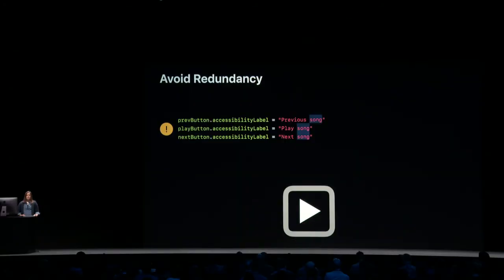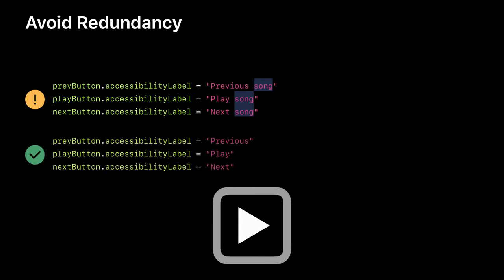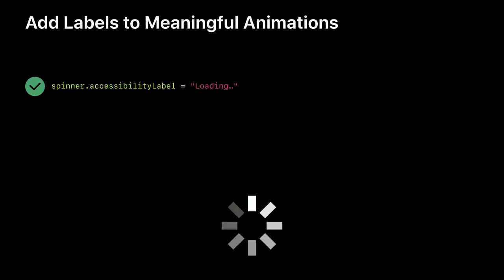Avoid redundant labels. So if I'm in a music player, the context is clear that we're dealing with songs. So having VoiceOver speak Play song button or next song is unnecessary. I'd much rather hear VoiceOver speak Play button, just the word play. It's also great to add labels to your animations, such as your spinners, so that VoiceOver will let me know that the content in your app is loading. That's really important.